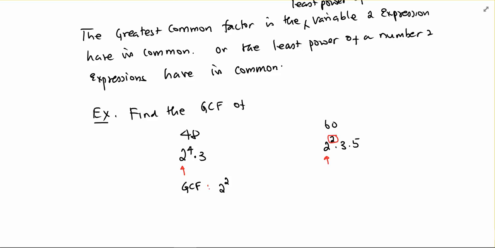Let's move on to the next one. 3 is in common to both, so the least power they both have in common is 1, so 3 to the 1. And 5 is not common to both, so it's not in the GCF. So it's the least power of the numbers they have in common. So what is the GCF? 4 times 3, or 12.